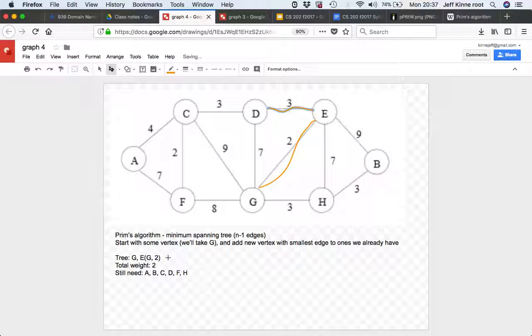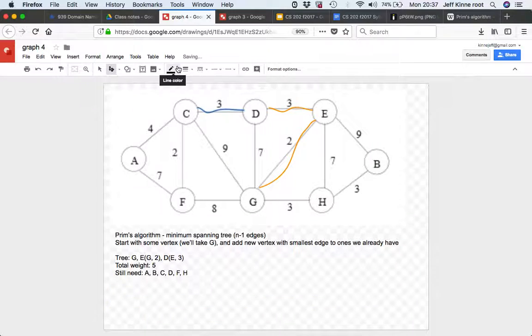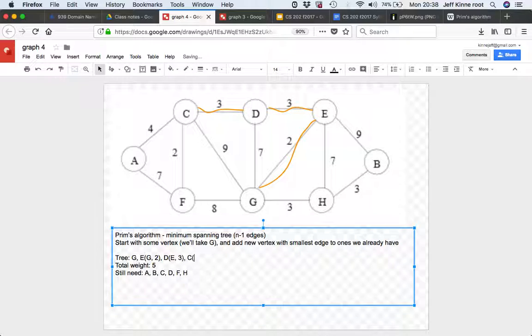Keep that here, that we have G now, which we got to from E with a weight of 3, and now our total weight is 5. Again, we have two choices. We could add H with a weight of 3, or we could add C with a weight of 3. We'll break the tie by taking the smaller letter, and we'd add this one. And so we add C, which we got to from D with a weight of 3. We now have a total weight of 8.